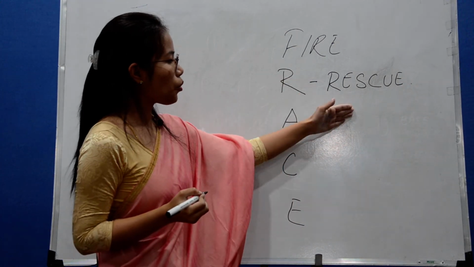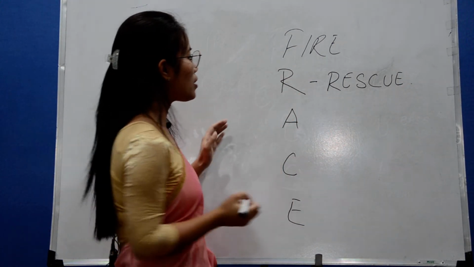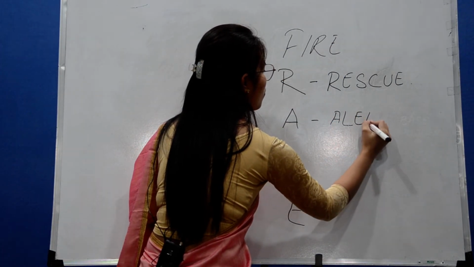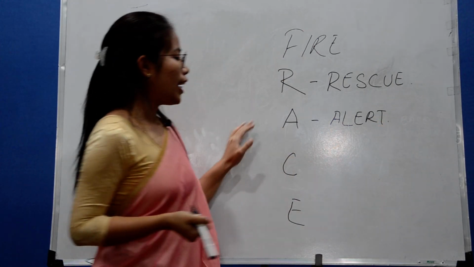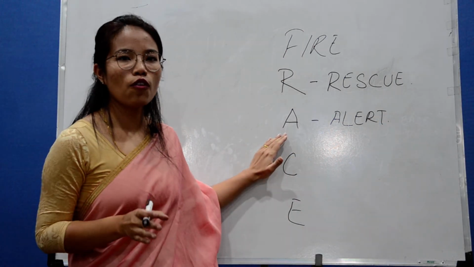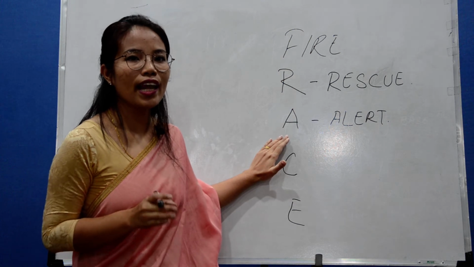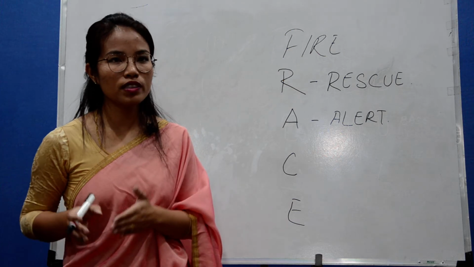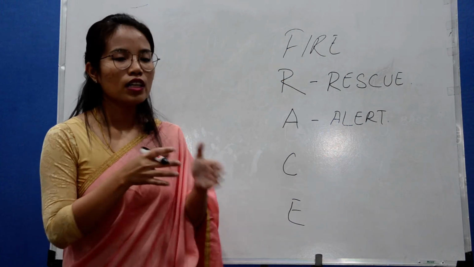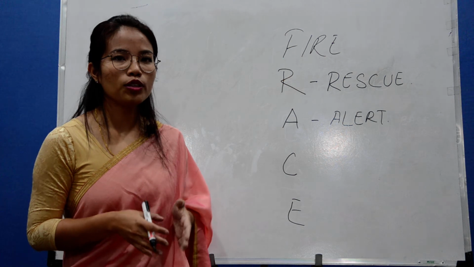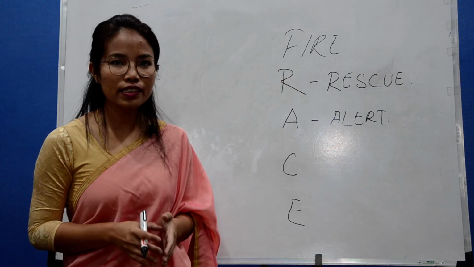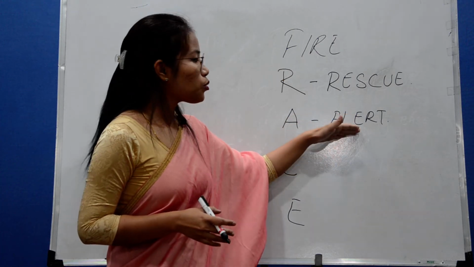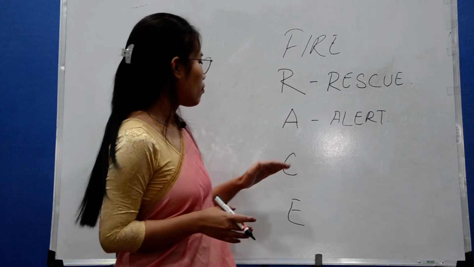Okay, after rescuing, what we have to do next is alert. In this alert, we have to inform our supervisor as well as the ERT team. ERT means Emergency Response Team, which is a group of staff who are responsible to take care when there is an emergency in the hotel. So, alert the supervisor as well as the ERT team.